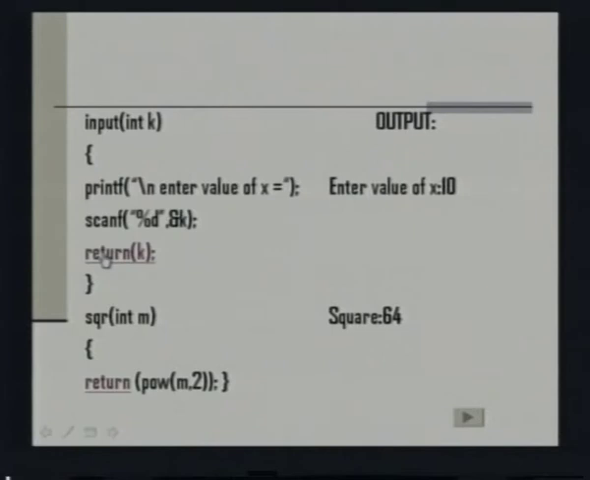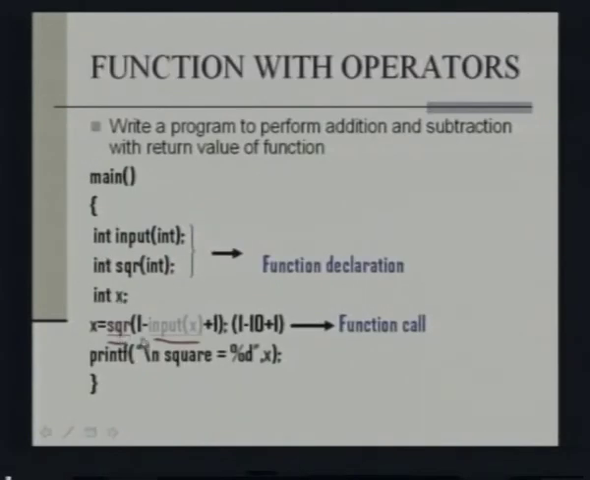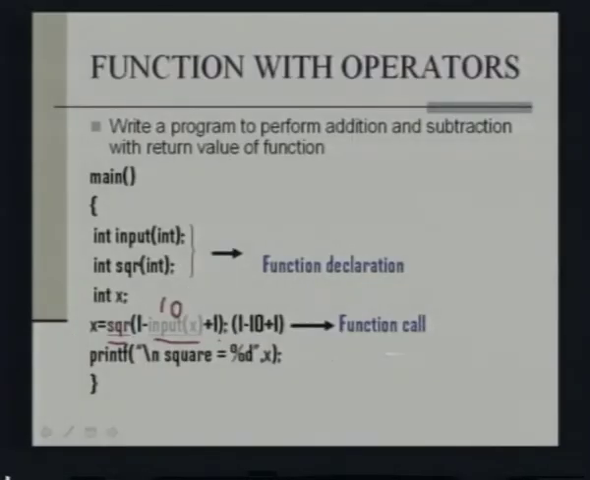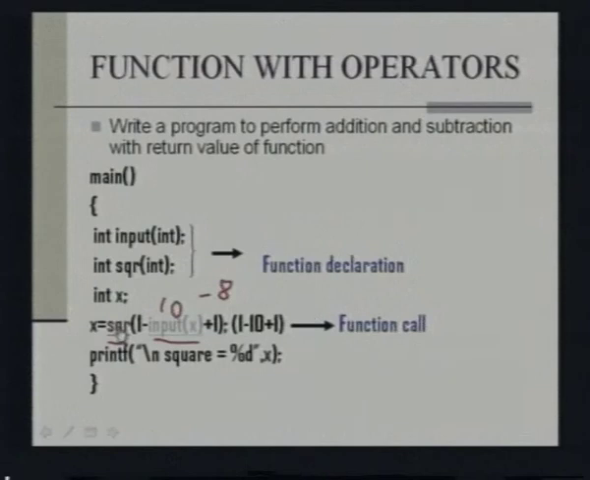As soon as this return statement is seen, the compiler will move to the main function. Next it has to evaluate the expression within the parentheses: 1 minus 10, because 10 is the value that is returned, plus 1. Minus and plus have the same precedence, so the operation will start from the left hand side. 1 minus 10 is minus 9, minus 9 plus 1 is minus 8. So square of minus 8, that is how the value will be understood by the compiler. Next the compiler will execute this outer function, square of minus 8.